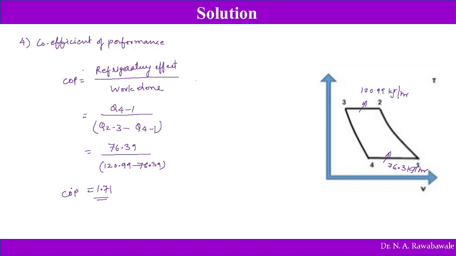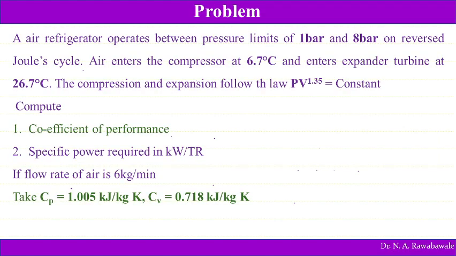Now we will move to the next problem. In this problem, a refrigerator operates between pressure limits of P1 is 1 bar and P2 is 8 bar. On a reverse Joule cycle, air enters the compressor at T1 equal to 6.7 degrees Celsius and enters the expander turbine at 26.7 degrees Celsius, that is T3. Enters the expander turbine means expansion device. The compression and expansion follow the law PV raised to 1.35, that means n is equal to 1.35. It is going to follow a polytropic process.